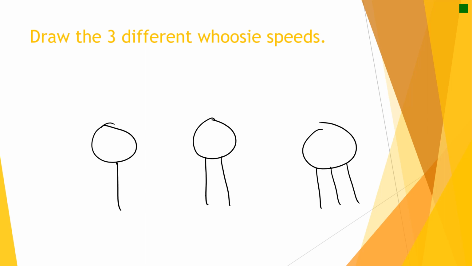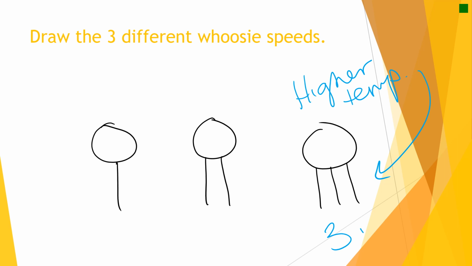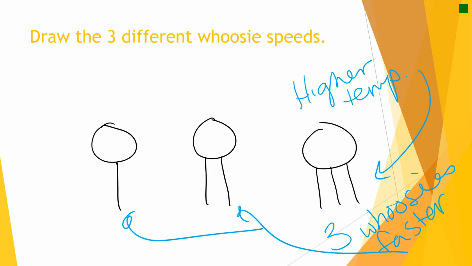So if I asked you, saying that these are the same type of particles, meaning they're all water or gas, which one has a higher temperature? And you should be able to tell me that this guy on the right has a higher temperature. And why does it have a higher temperature? Because it has 3 whooshies, which means that it is going faster than the guys who have 2 or 1 whooshy.